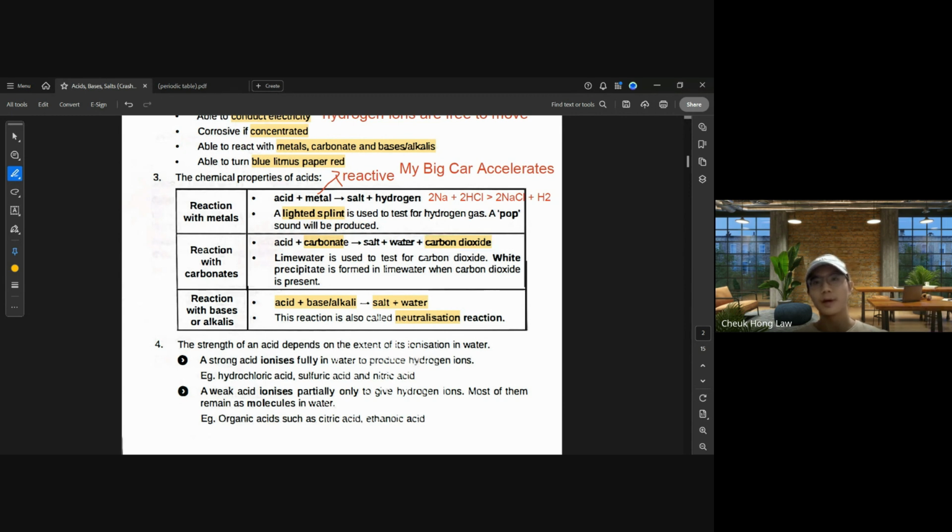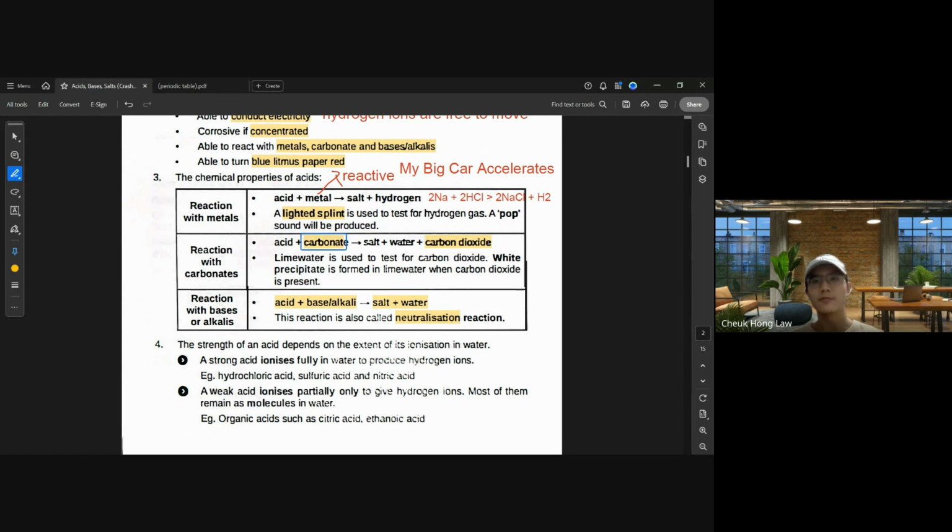So for metals, you'll get hydrogen because it's the last one remaining. Then for base, because it's neutralization, you get salt and water. And for reaction with carbonates, because you have carbon, you will form carbon dioxide. So salt, water, and carbon dioxide.